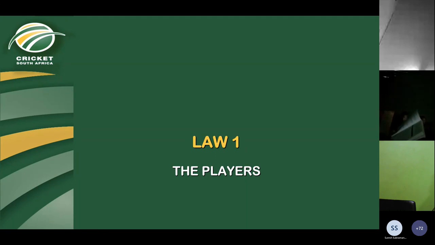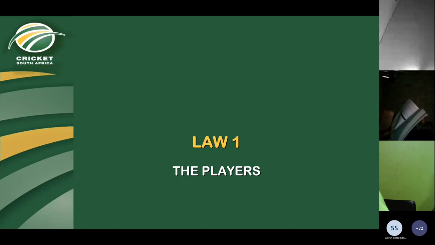So that takes us on to our laws, and I will be covering Law 1 today, and then Abdullah will cover Law 2, 3, 4, and 5, and that will be it for this evening. And then we shall continue from Law 6 on Wednesday.